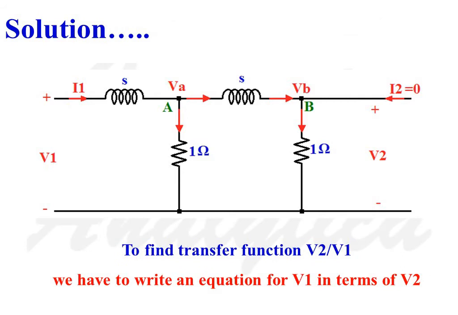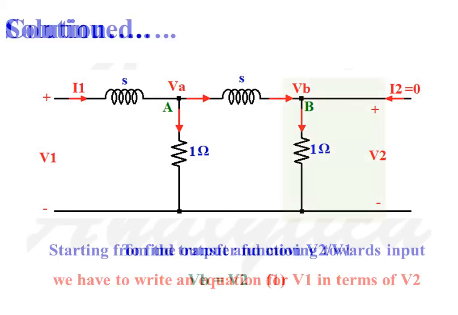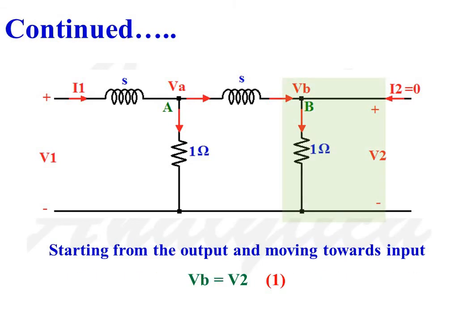To find transfer function V2 by V1, we have to write an expression for V1 in terms of V2, where V1 is the input voltage and V2 is the output voltage of the two-port network. Let us start from the output, moving towards the input port.